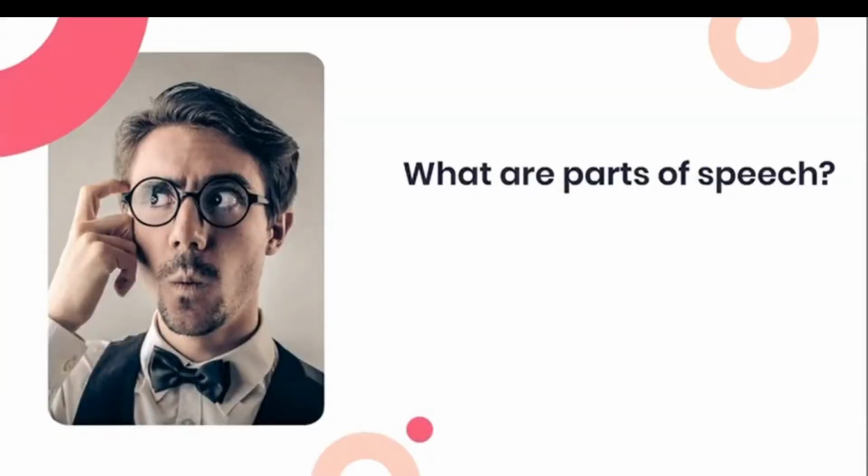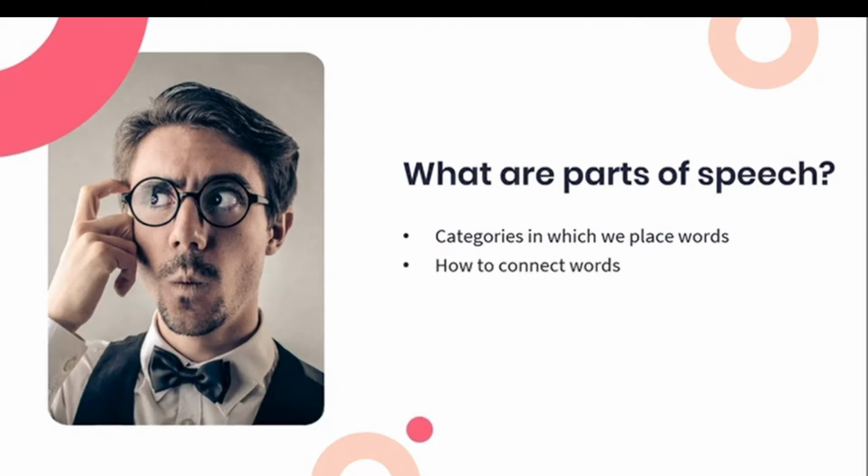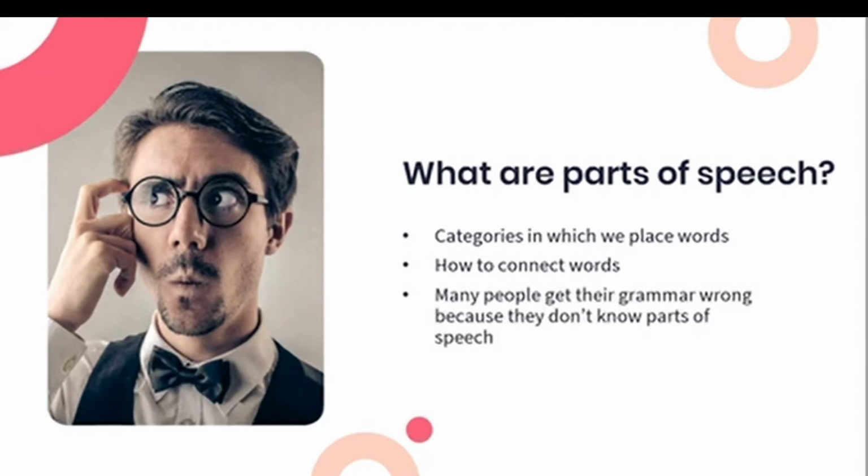Now, you may be wondering, what are parts of speech? Now, parts of speech are the categories in which we place words. We need to know these categories so that we can understand how to correctly connect words in a sentence. It's very common for people to get their grammar wrong because they don't understand the parts of speech of a specific word.